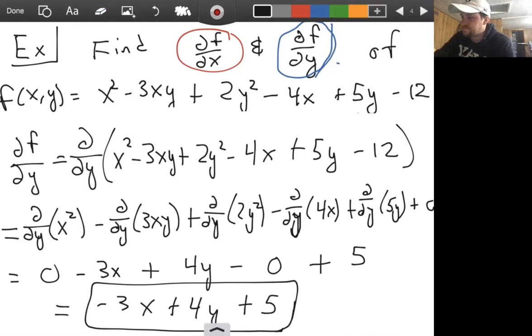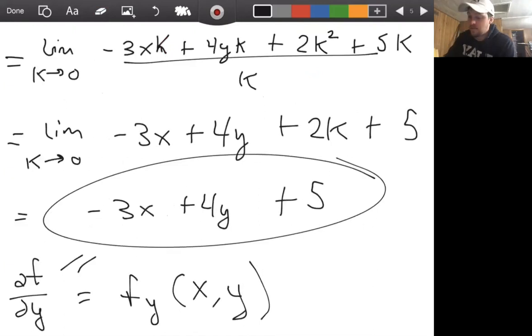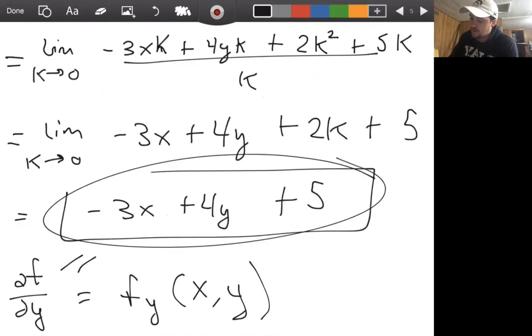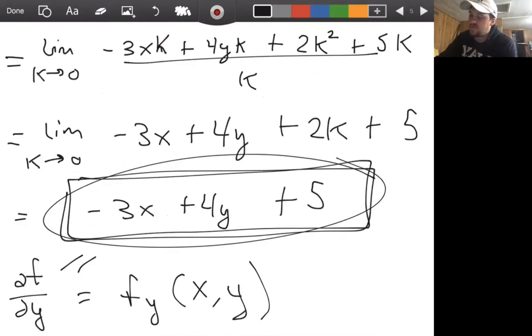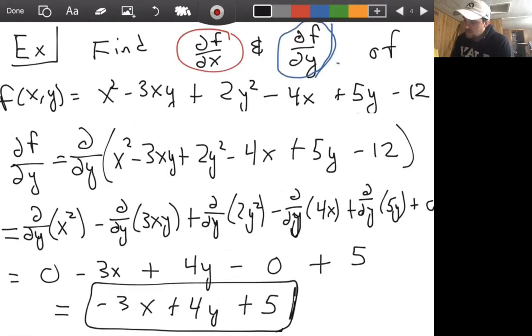And again, if you go back, I don't think I saved it. Oh, there you go. I did save this one. You notice that the partial derivative with respect to y that we calculated using the limit definition is identical to how we calculated the partial derivative by treating x as a constant. And so now we know how to calculate partial derivatives. And this is a nice breaking point.